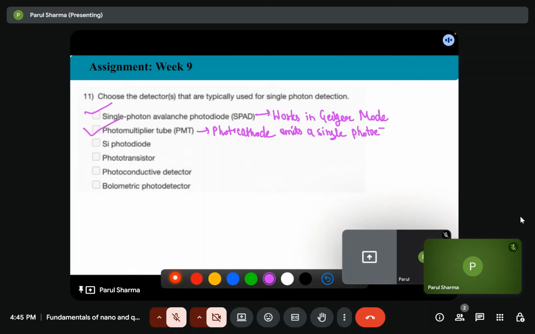And the last is bolometric photodetector. These measure the heating from many photons, not single photon. So these are for the specialized cryogenic bolometers. So the correct option is SPAD and PMT.